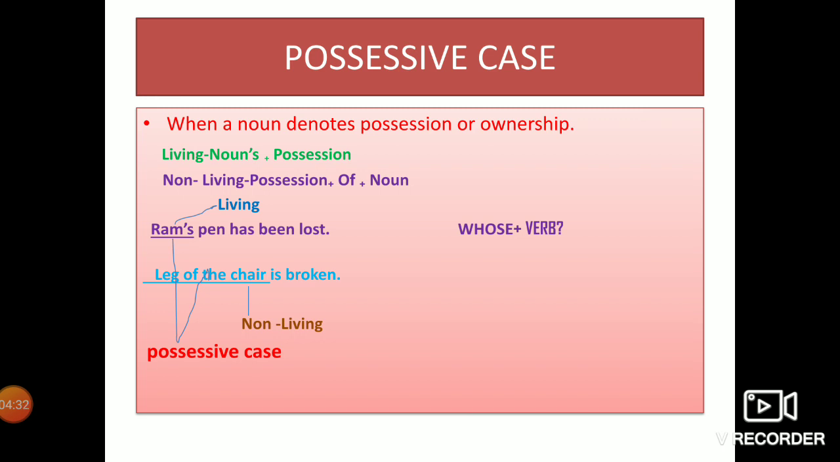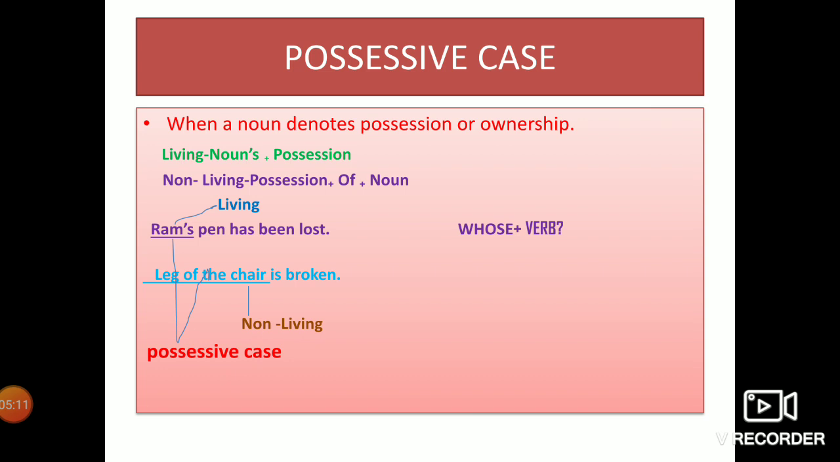Next is possessive case. When a noun denotes possession or ownership. If your noun is a living thing, then for showing the possession, we will use apostrophe s. But if your noun or pronoun is a non-living thing, then we will not use apostrophe s. Then the pattern of showing the possession will be like this: possession plus of plus noun. We are having examples.